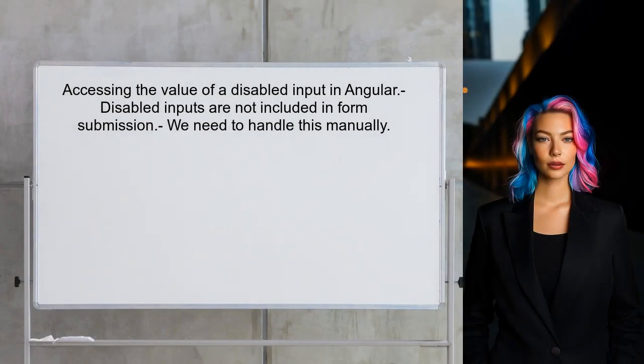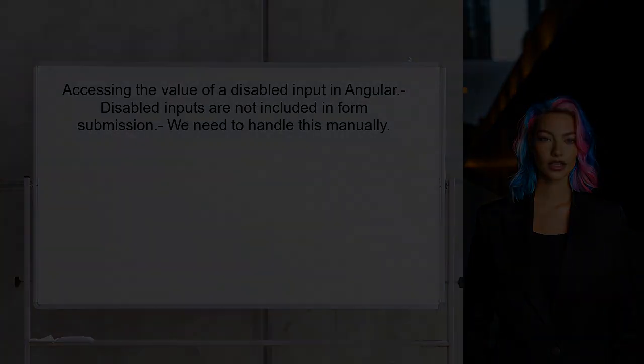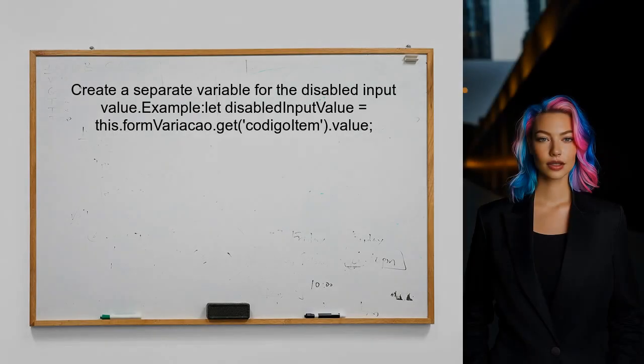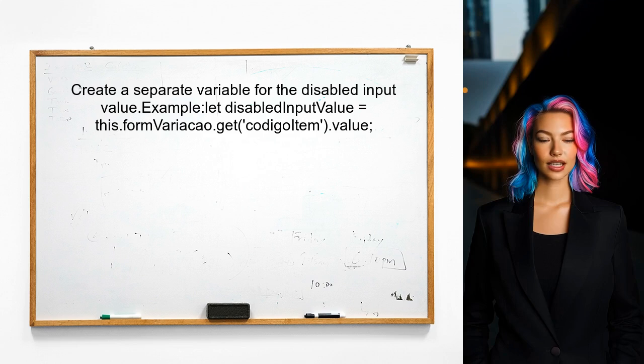To access the value of a disabled input in Angular, the user should first understand that disabled form controls do not get included in the form's value when submitted. Therefore, we need to handle this manually. The user can achieve this by creating a separate variable to hold the value of the disabled input. This variable can then be included in the form submission process.